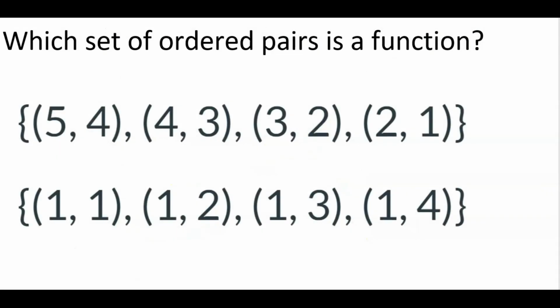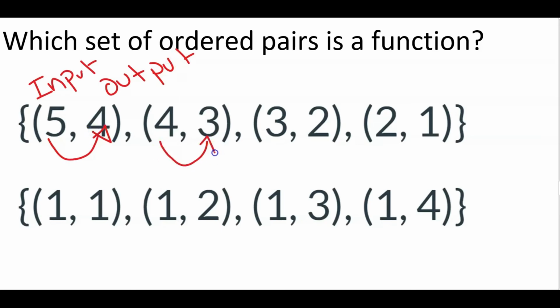If we're given a set of ordered pairs and we're asked to figure out if it's a function, just make sure that every input, in other words, we usually call these x's and y's, but every input can only have one output. So 5 only gives me a 4, 4 only gives me a 3, 3 only gives me a 2, and 2 only gives me a 1. So I have all these inputs, 5, 4, 3, 2, and 1, and each one of them only has one output. So that's a function.